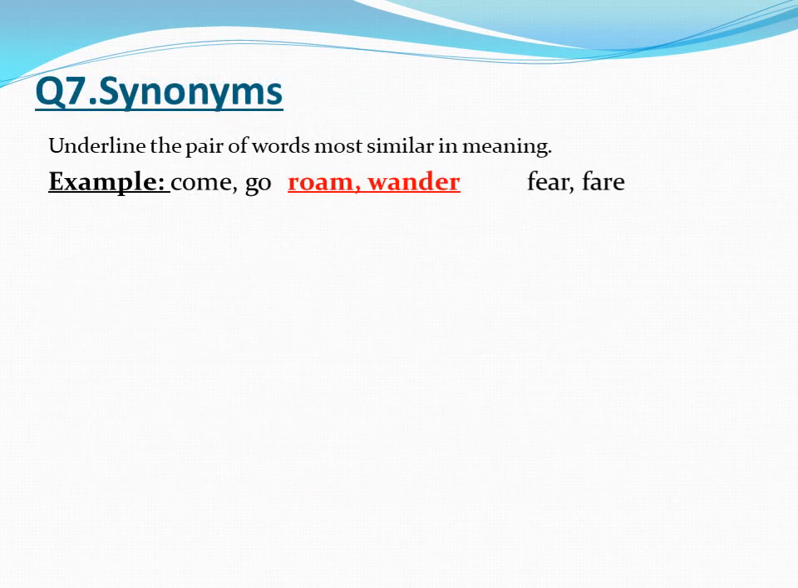Let's move on to the next topic, synonyms. The question says underline the pair of words most similar in meaning. The examples are 3 different pairs of words: come, go, roam, wander, fare, fare. So come and go, they are opposites. Roam and wander means moving around and about. Fare and fare, they are homophones. So where fare, the first one means something you're scared of, and second fare means when you pay for your journey. So the right one in this one is roam and wander.